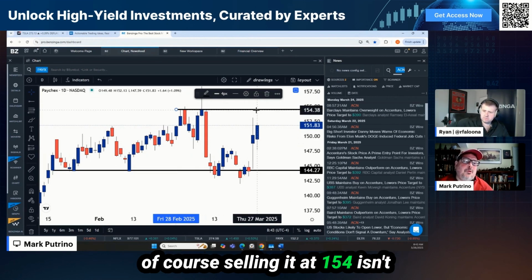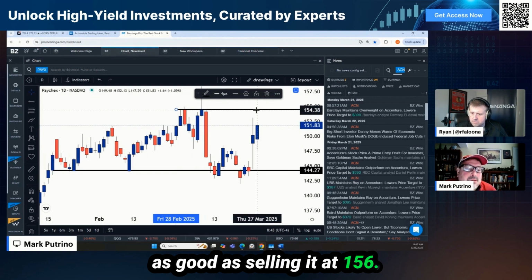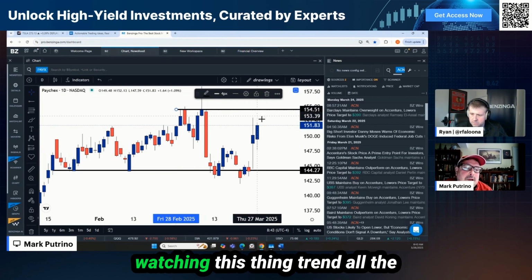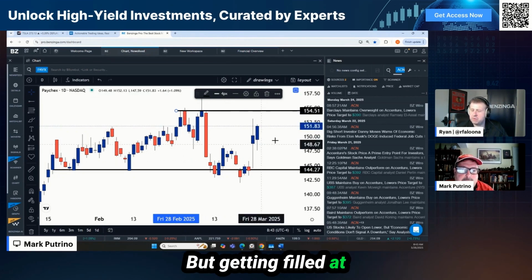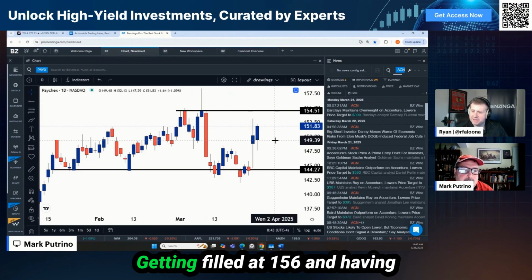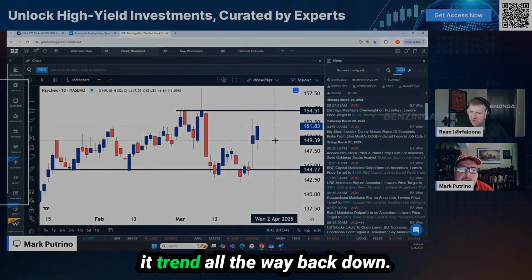Of course, selling it at 154 isn't as good as selling it at 156, but it's better than missing it and watching this thing trend all the way back down to around 145. Yeah, but getting filled at 154 is better than not getting filled at 156 and having it trend all the way back down.